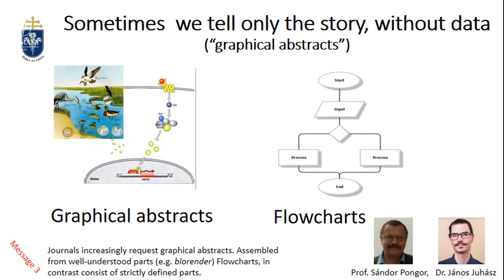Graphical abstracts are relatively recent figure types. Essentially, they are figures summarizing a project without necessarily showing the data. Many scientific journals request graphical abstracts that are published together with the article. In informatics, the well-known flowchart diagrams are a kind of graphical abstract of a computer program.